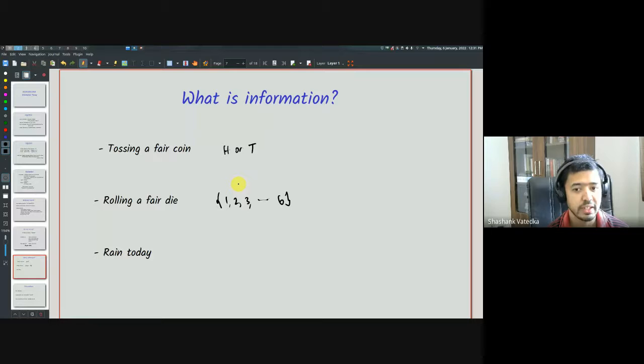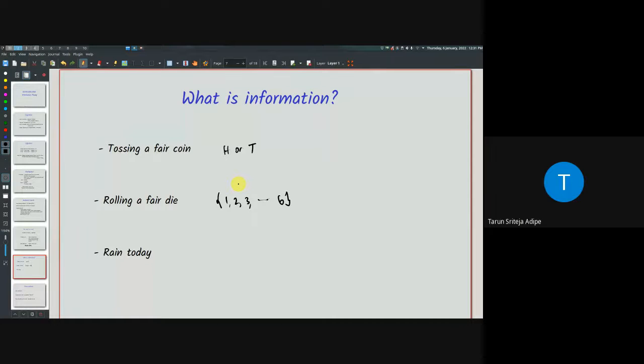If I tell you that it's a head, then you know that it is not a tail. But then if I tell you that it's a one, then you know that it is not two, three, four, five, or six, right? So what I'm interested in is the top face, right? And that is one.